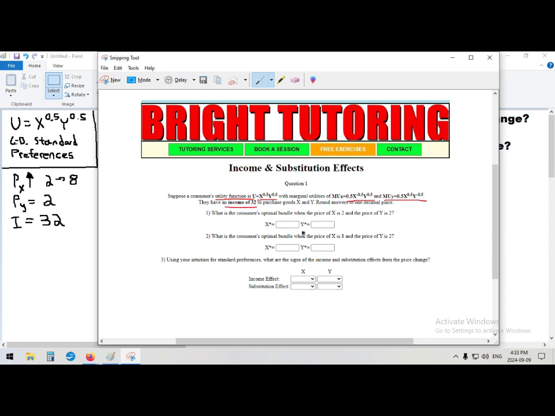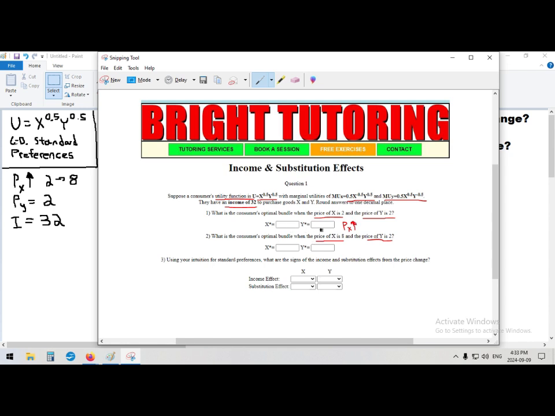And we have three questions here to figure out. For the first, we're given that the price of X equals 2, and the price of Y is the same at $2 as well. And then in the second question, the price of X increases to 8, and the price of Y stays the same at 2.